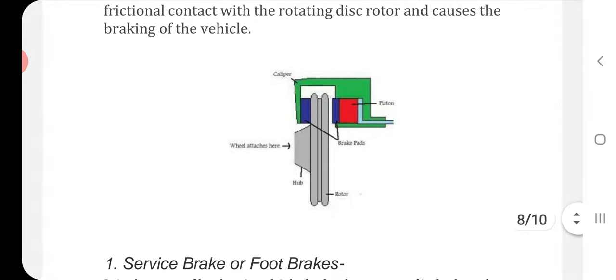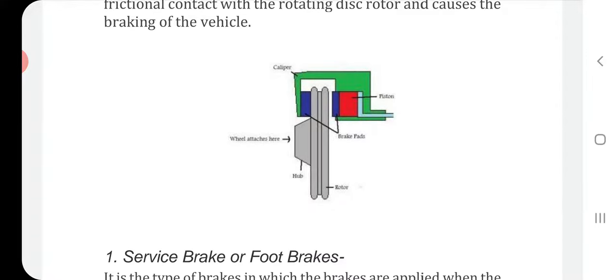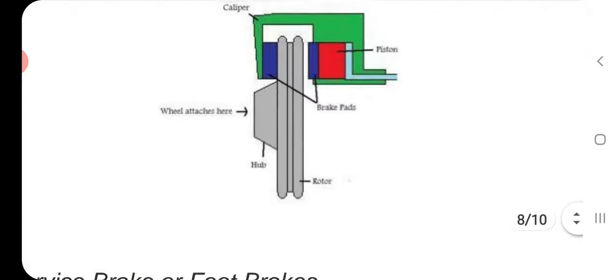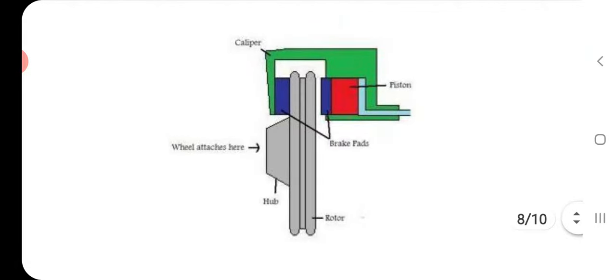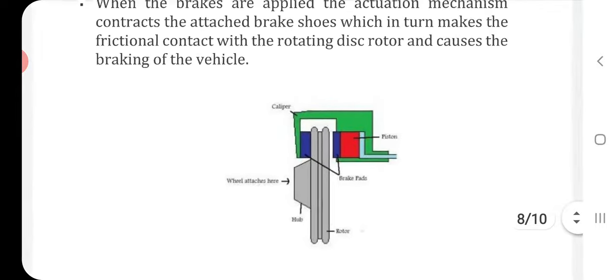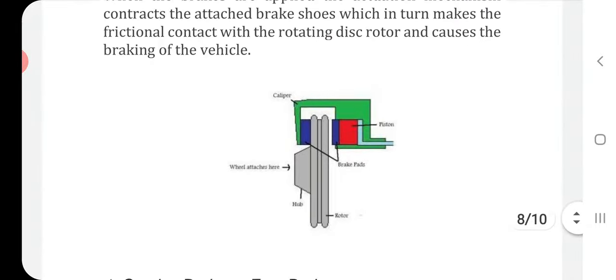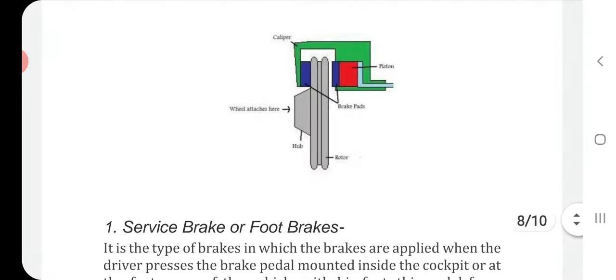So here you can see a diagram. I'll zoom in a little bit so that you can see it properly. This is the hub, this is the rotor, and these are the brake pads. This is the piston. When you apply the brakes, this piston will come into contact with this rotor, and then braking will take place.